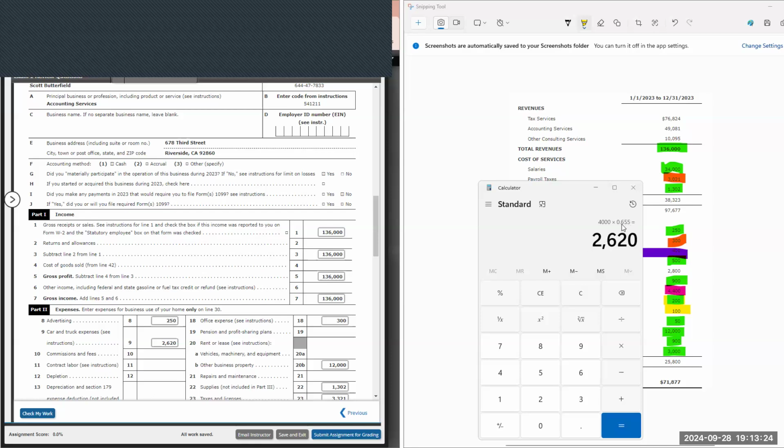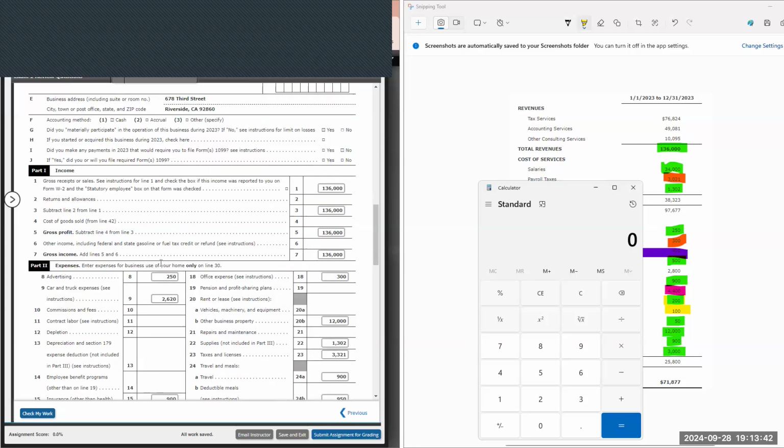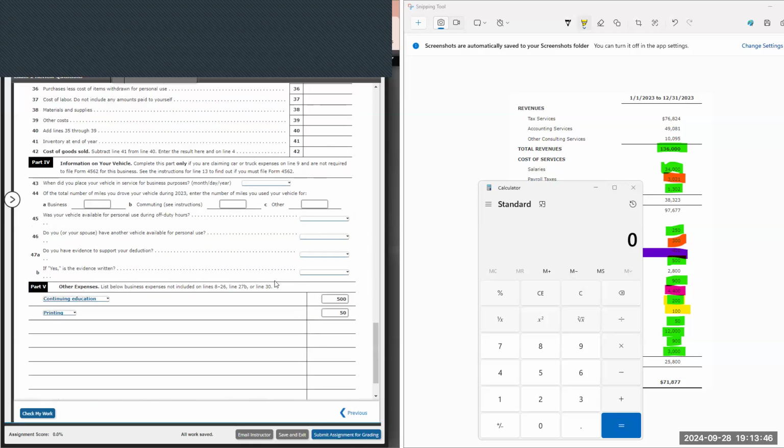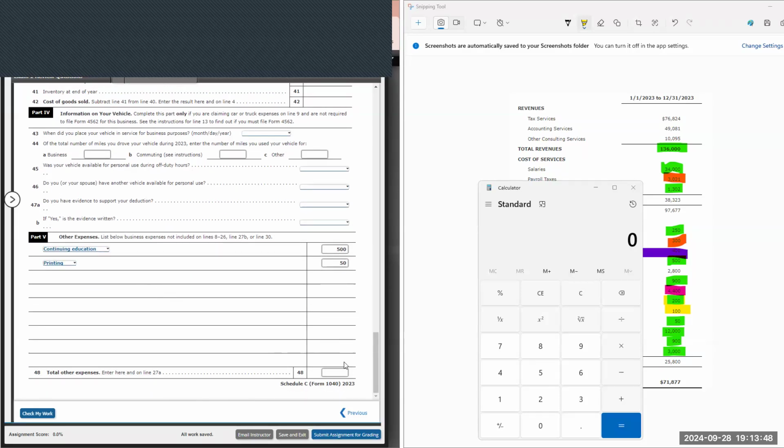Again, the standard mileage rate per the IRS is 65.5 cents for a total of $2,620. And again, it's always going to be that rate. That rate is determined by the IRS. So you just want to keep that in mind. All right. So we total up our other expenses, 550.